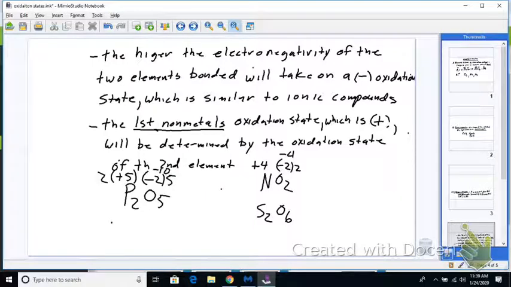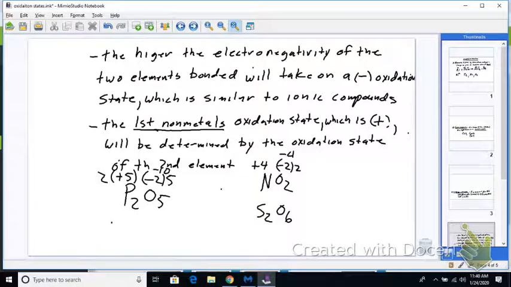S2O6. So is it always -2? Unless it's paired with fluorine. And then it won't be a -2. So pretty much oxygen's always a -2 unless you pair it with fluorine. Which, how often do you see that? Only oxygen? No, look. I am so confused. Okay.